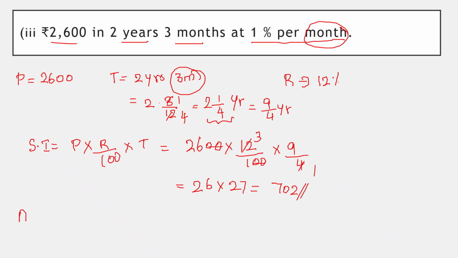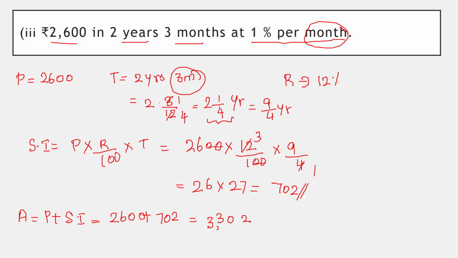Still we need to find the amount, right? So it's nothing but P plus SI. Our P is 2600 and SI is 702. So what will be the answer over here? 2, 0, 3, and the balance 1 is going to be 3. So 3302. This is our amount.